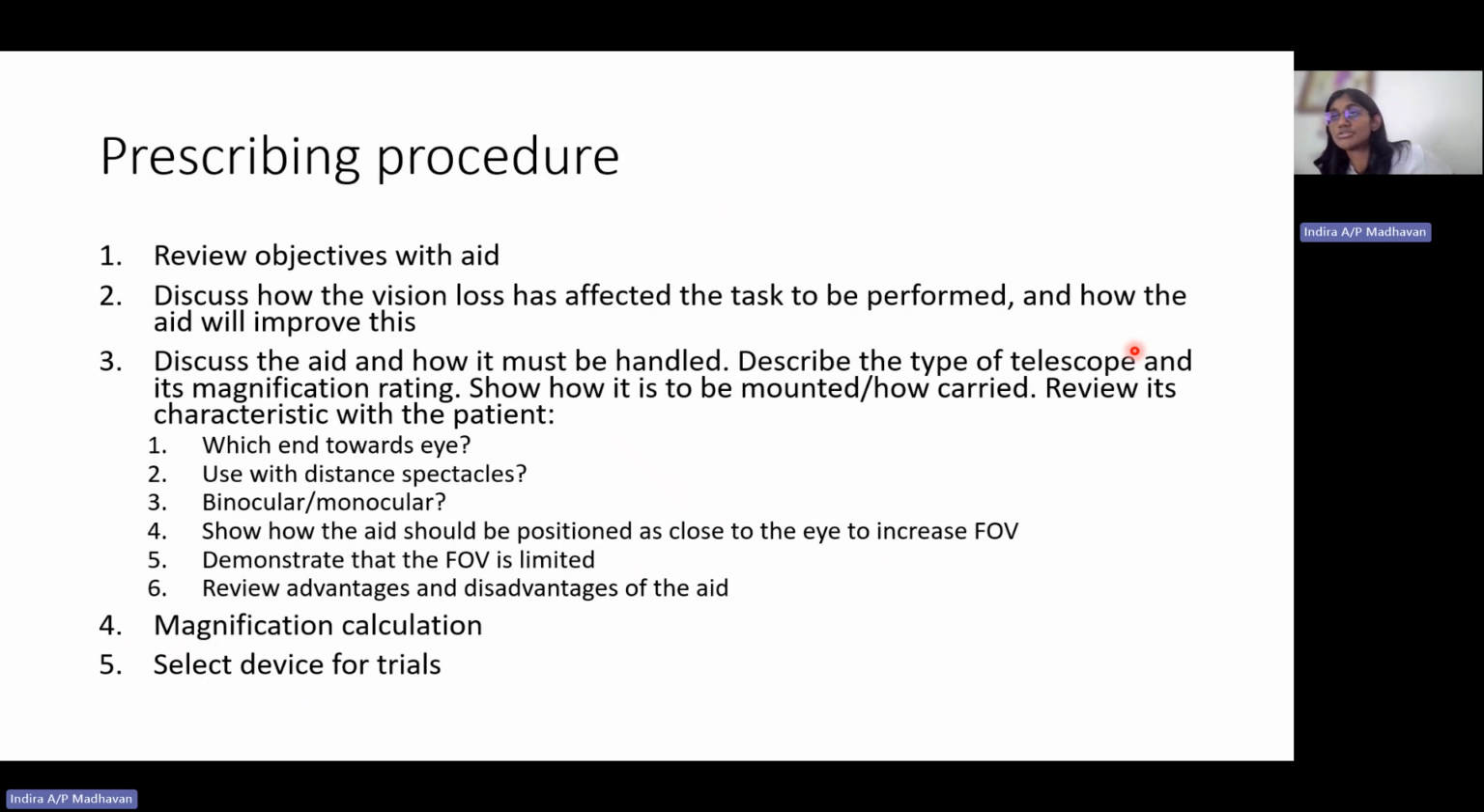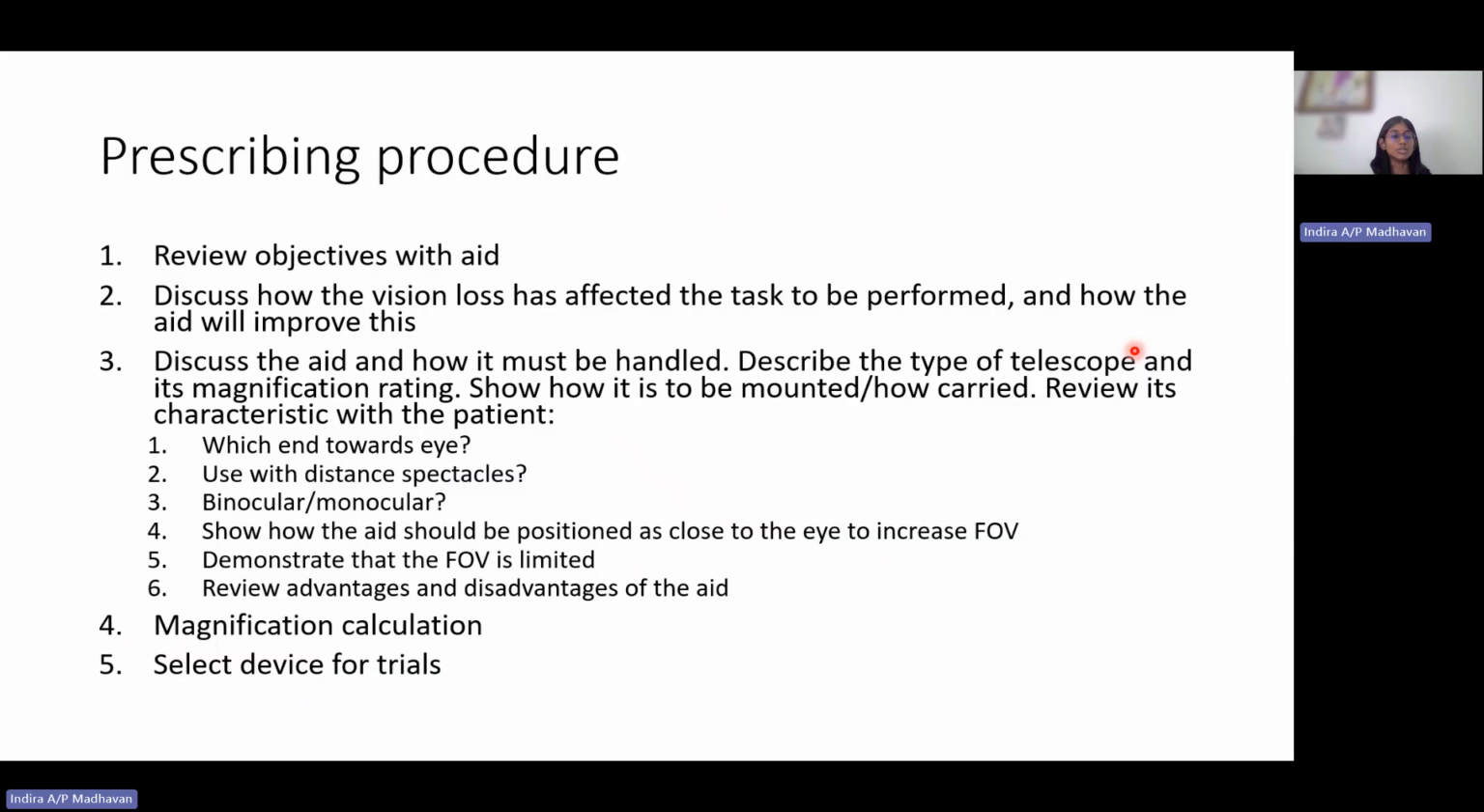Also explain to the patient whether this telescope has to be used with distance spectacles or without. If there is a lot of improvement in the vision with the spectacles, then definitely they have to use it with the glasses so that the clarity of the image is better. Number two, if the VA improvement is not so much with the distance glasses, then they can use it without glasses also. And also explain to the patient whether we are going to prescribe them binocularly or monocularly, and how that is decided based on the task that they want to do.